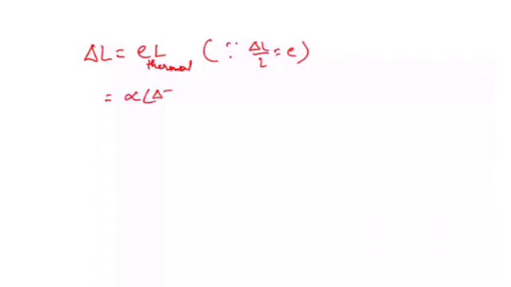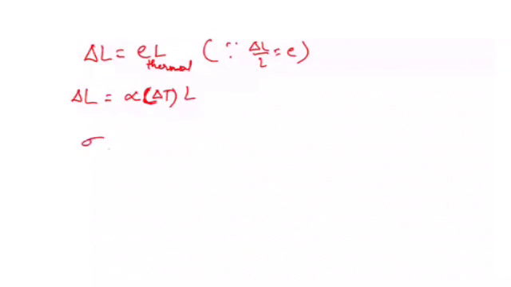Now what is the change in length? The change in length, del L, will be equal to E into L, since we know this relation, del L by L, that is equal to E. So here this E is actually the thermal strain, E thermal. So this will be equal to alpha into del T into L. So this is the change in length.